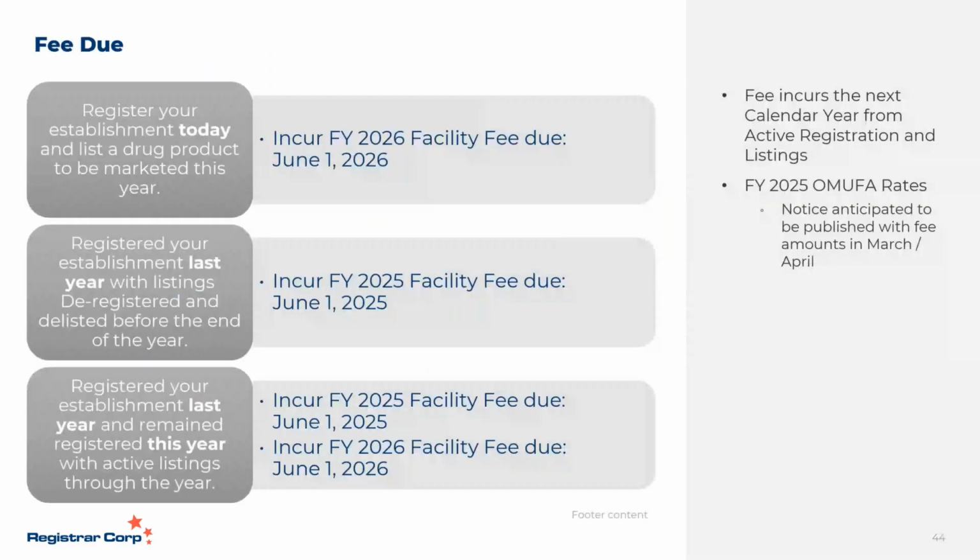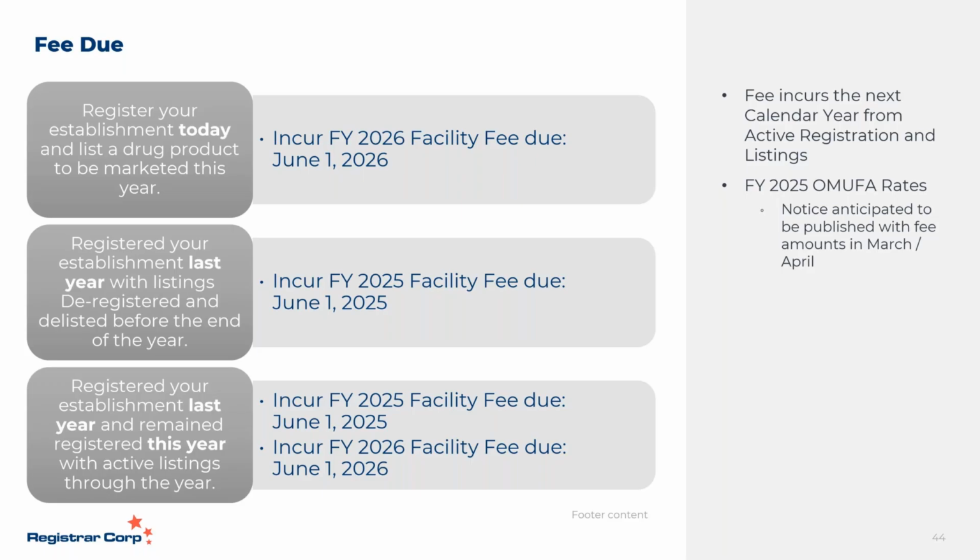So we discussed who incurs the fee. When does the OMUFA facility fee incur on a site? Fees incur the following year when the site has registered and listed drug products. Let's go over some scenarios. If a facility registers today and lists drug products that are marketed this year, then the facility will incur the facility fee in 2026 in June.